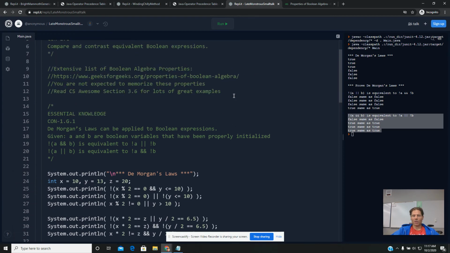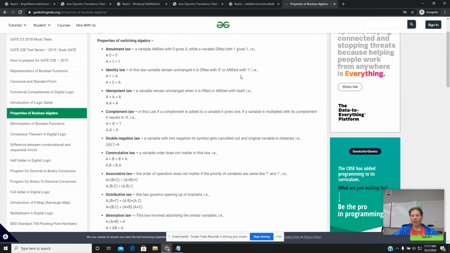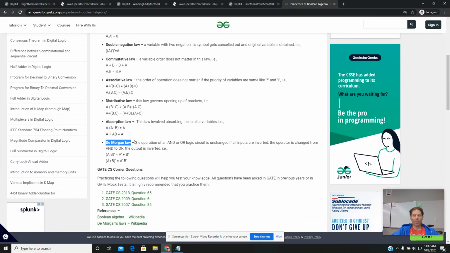Many equivalent expressions have already been established and can be found on resources such as this link that I provided you. So, for example, in addition to DeMorgan's law, there's other ones. There's some weird ones like the absorption law. The absorption law says that if you have A and the quantity of A or B, that's equivalent to A. What does that mean? That means that the B becomes meaningless, and it's just dependent on the value of A.